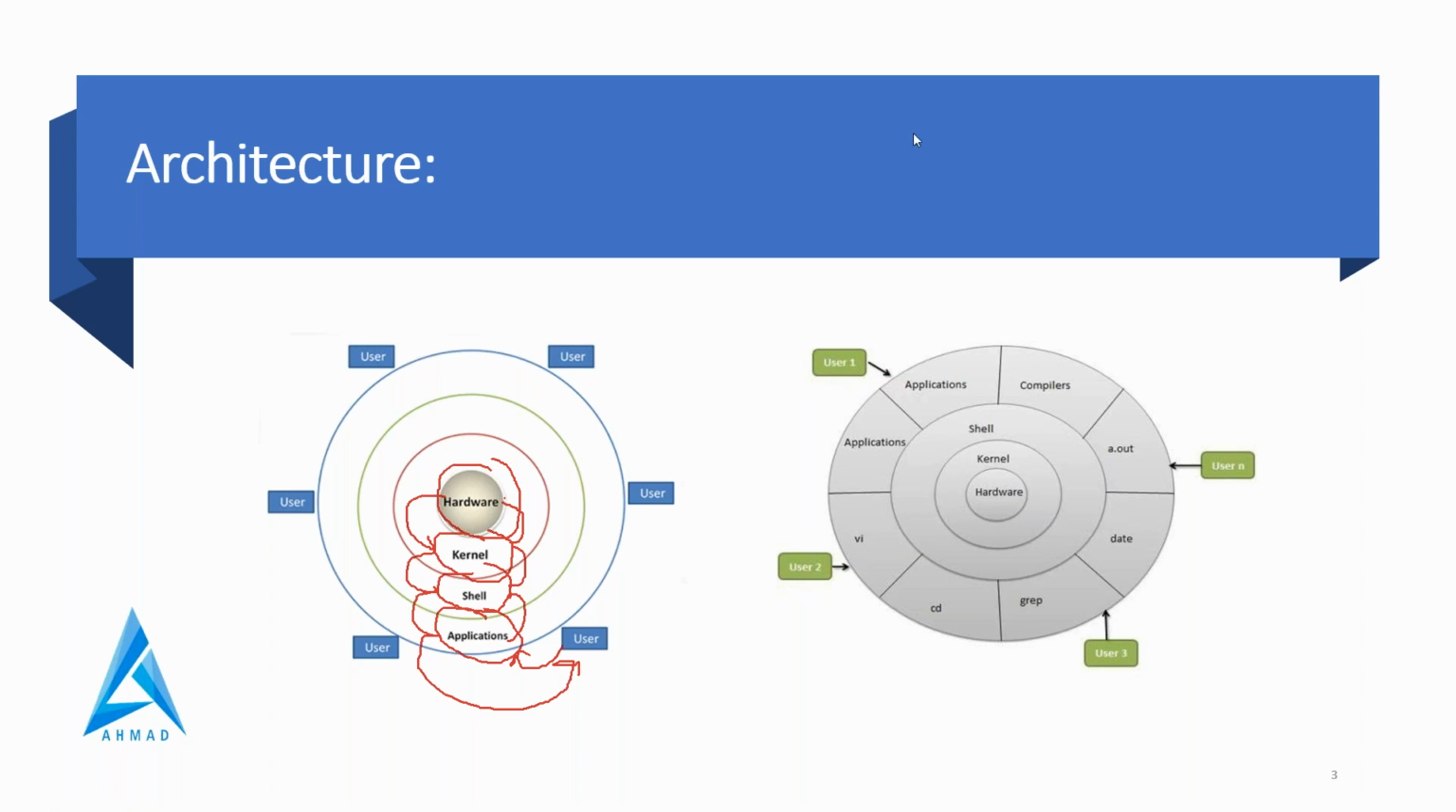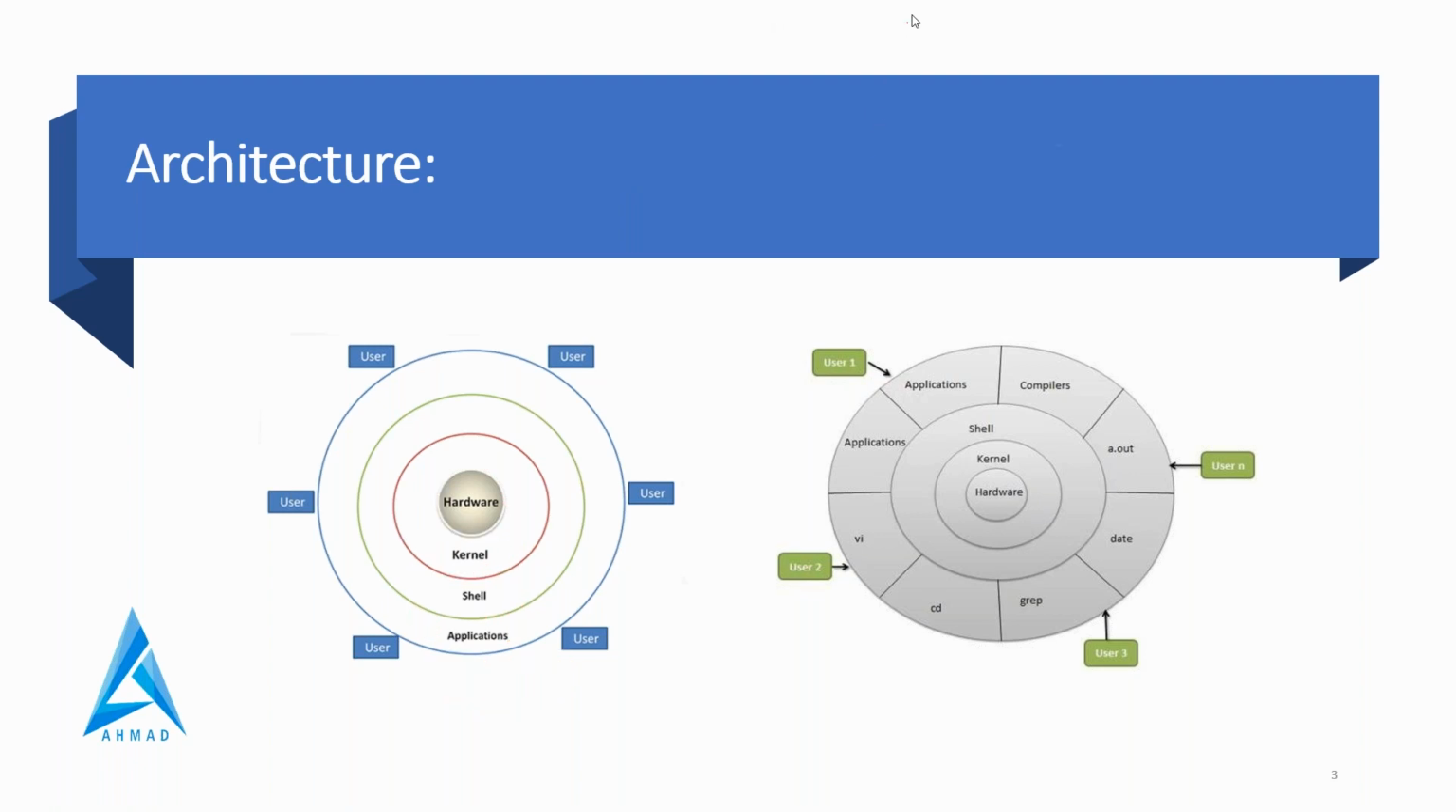Applications, compilers, date, grep, cd, vi, whatever the user is doing, will come under the applications and utilities, and after that the shell, then the kernel, then the hardware. So this is the internal architecture of Linux.